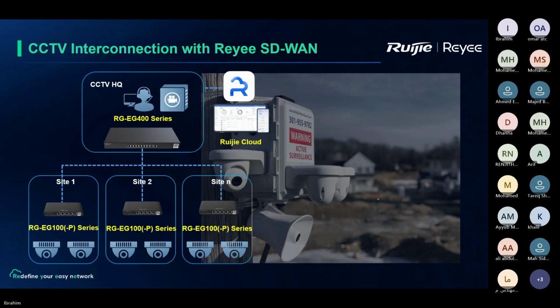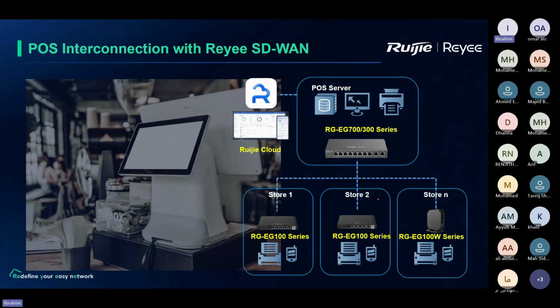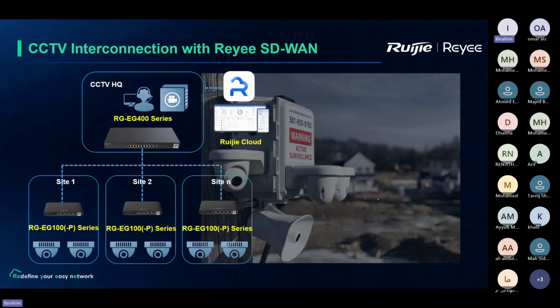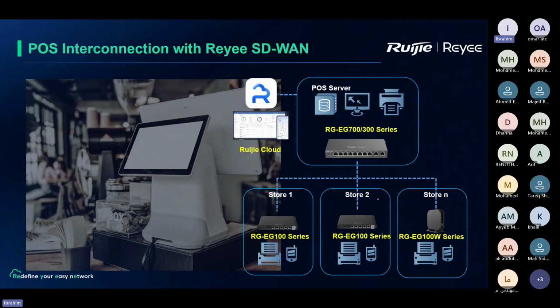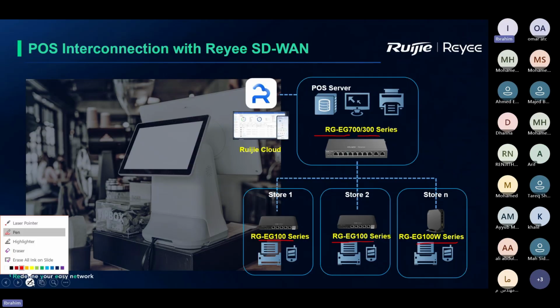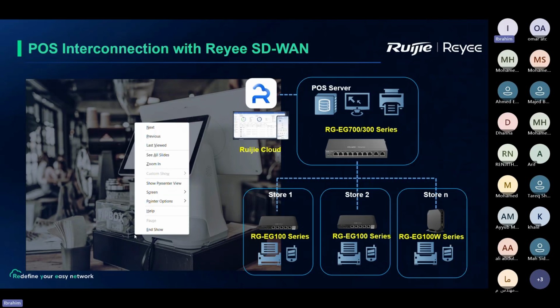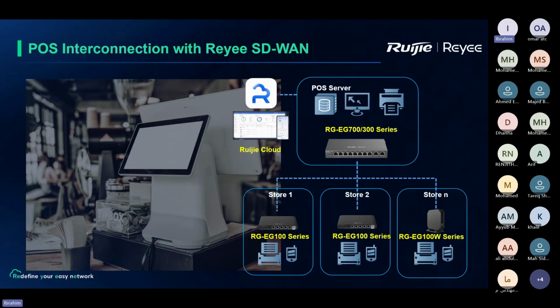Okay, let's continue. This is our recommendation for the CCTV. For the POS, we also recommend using higher models, for example, EG 700, 300, and also this. We will see all the models and what the performance is for each model that we are offering in our products.